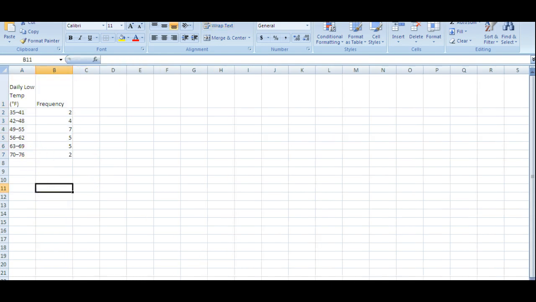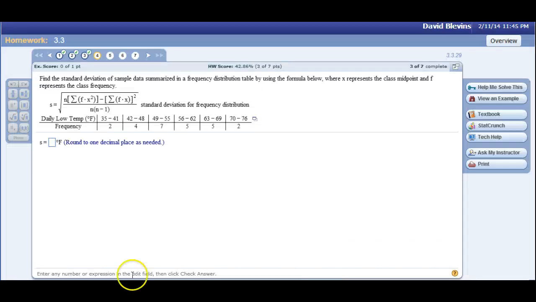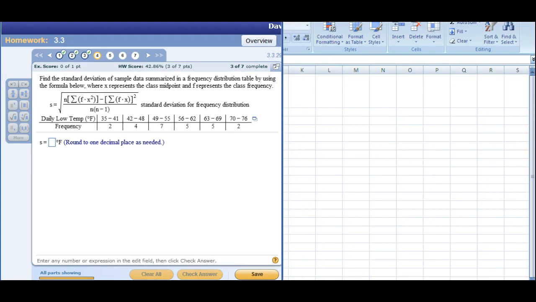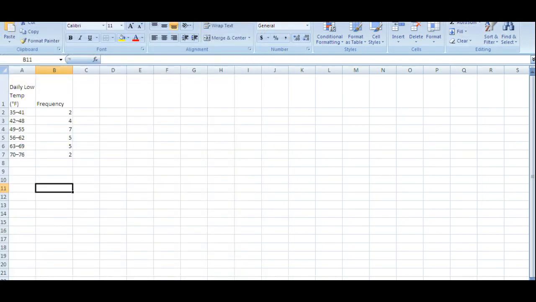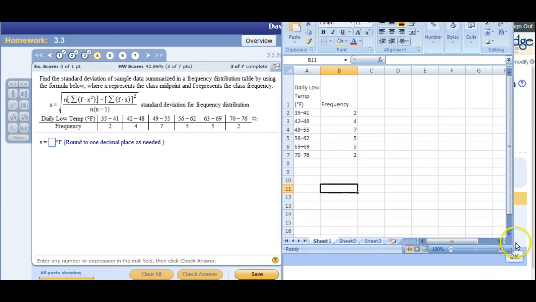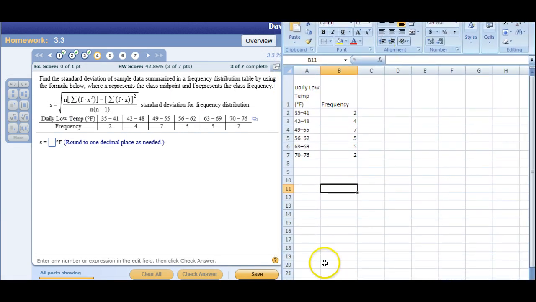Alright, and then in this formula, I'm going to make this a little smaller. In this formula, they tell us that x is the midpoint. So I'm going to write up here midpoint. And the midpoint is equal to the average of the low number and the high number.